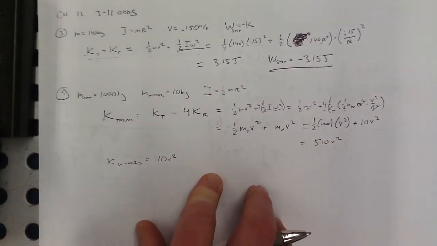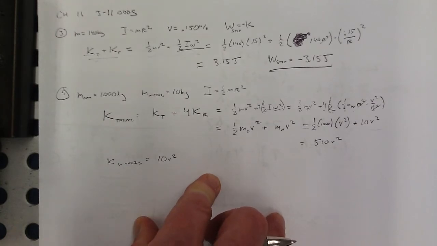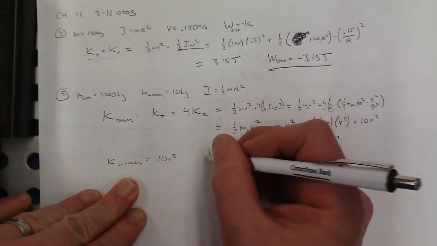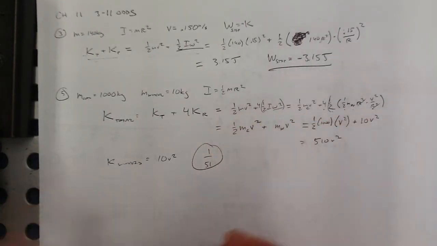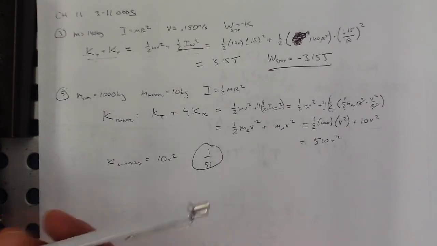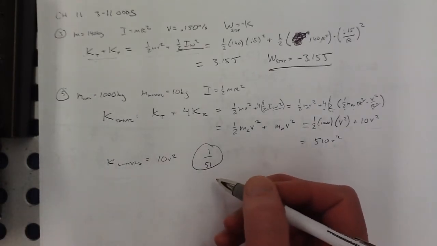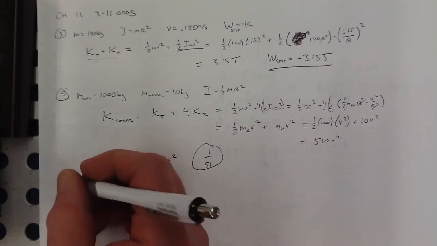So what did they want to know? What fraction of its total kinetic energy? So 10 out of 550, or 1 out of 51. Check that in the back of the book. Yeah, 0.02. That says a 1/50th, or 1/51st. That would round to that.